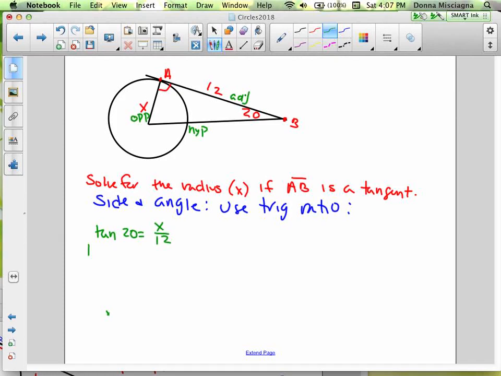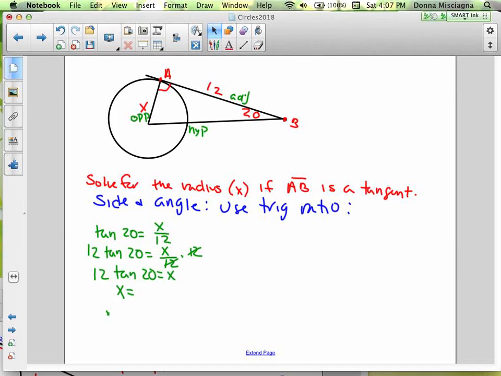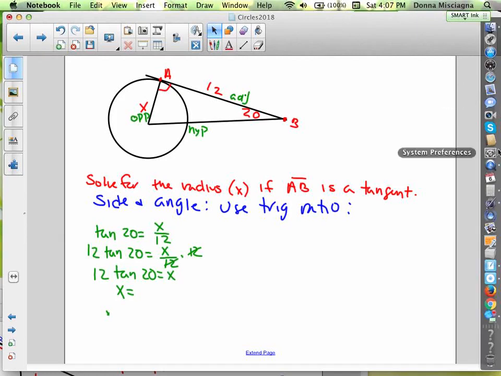Multiply both sides by 12. We have 12 tangent 20 equals x divided by 12 times 12. That'll cancel. We have 12 tangent 20 equals x. At this point, I can use the table or I can use the calculator. It's just a little easier for me to use the calculator, at least while I'm recording.